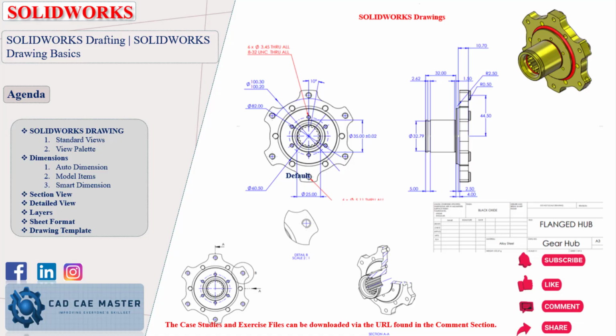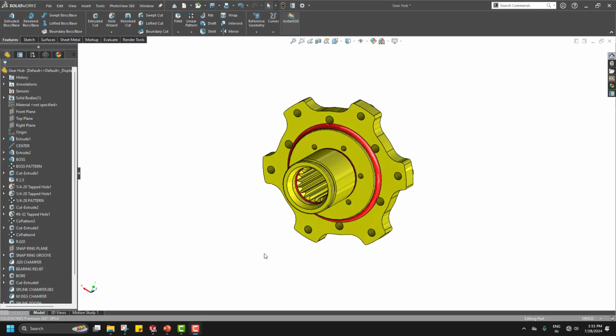Well, the agenda here is to deal with SolidWorks drafting, where we just covered the standard views and how we need to use the view palette and dimensions, auto dimensions, model items, and the smart dimensions. We'll see how we deal with the section views, detail views, and the different types of layers, and how we customize our drawing templates as well as the sheet formats. These things we're going to see in this particular session. Okay, let's get started with this.